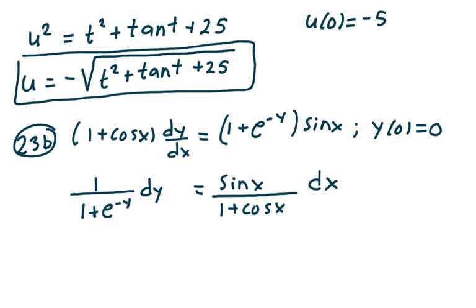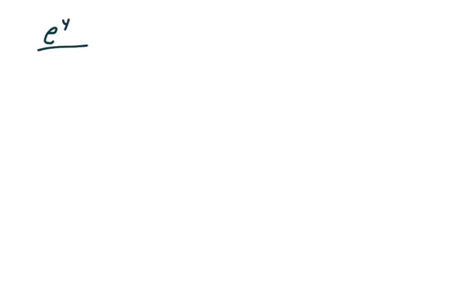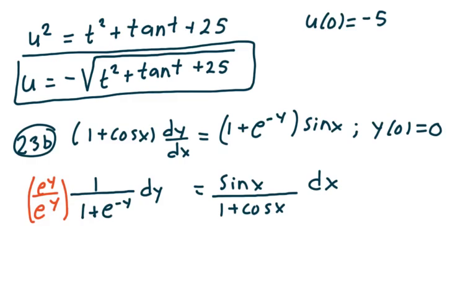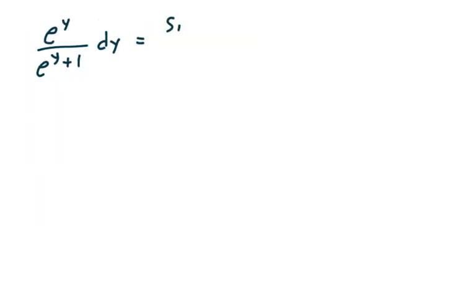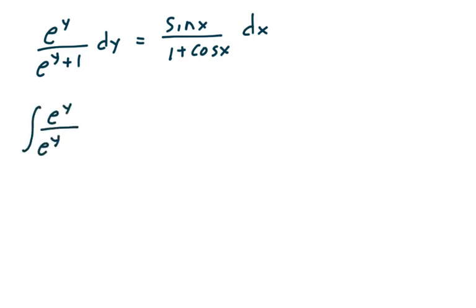Okay. Now from here, on the left-hand side, I'm going to multiply numerator and denominator by e to the y. So it's a little easier, I claim. So we get e to the y over e to the y plus 1 dy. That's the left side. The right side is sine x over 1 plus cosine x dx. Integrate. So e to the y over e to the y plus 1 dy. The integral is the integral of sine of x over 1 plus cosine x dx.